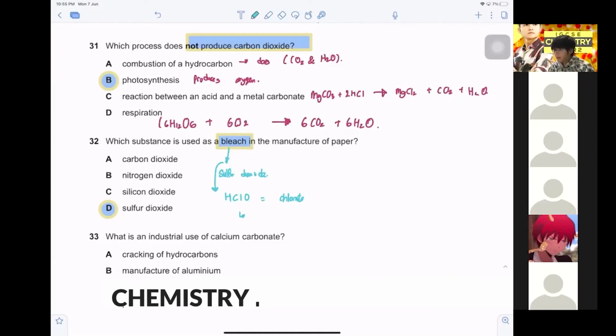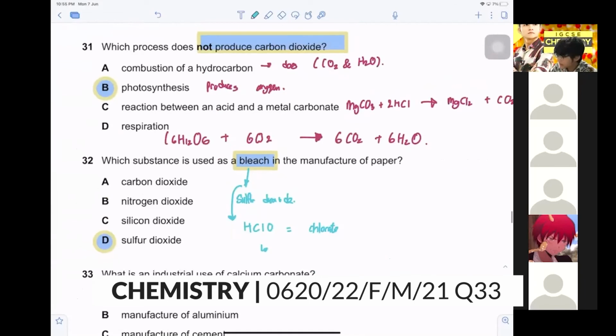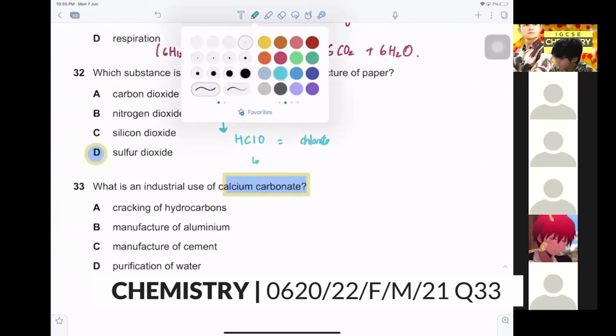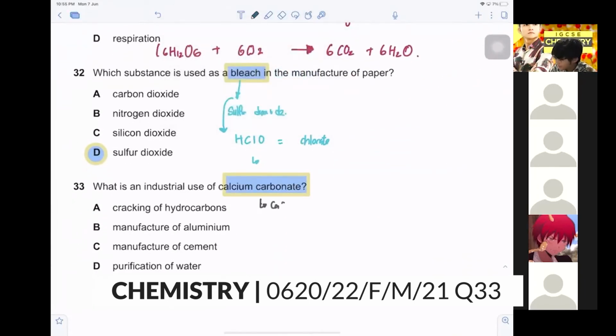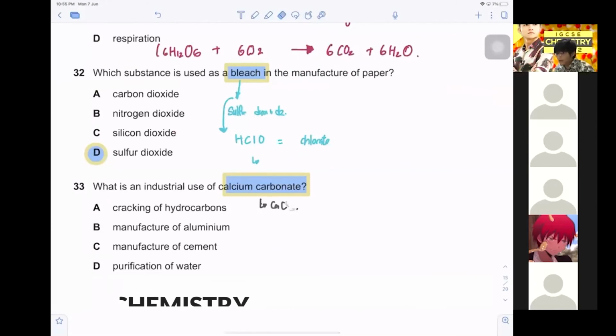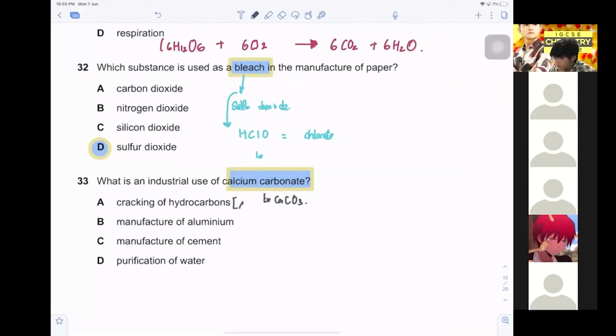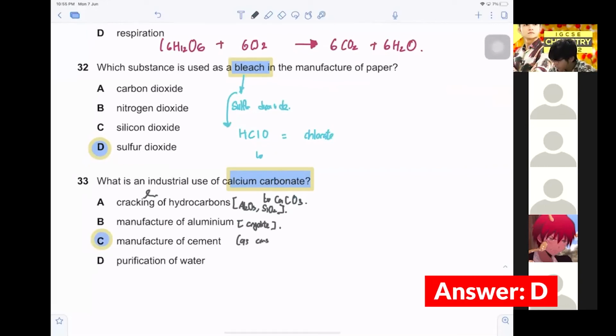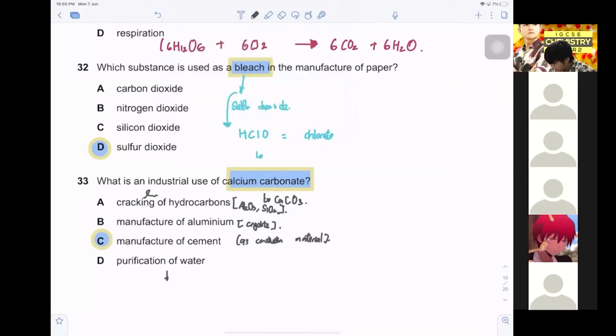Next, calcium carbonate. By the way, calcium carbonate is CaCO3. So is it used in cracking? No, cracking is Al2O3 and SiO2. Manufacture of aluminium? It's not; for aluminium you need cryolite. Building construction material, yes, correct. Purification of water? For water we use chlorine, because you kill all the bacteria and microorganisms.